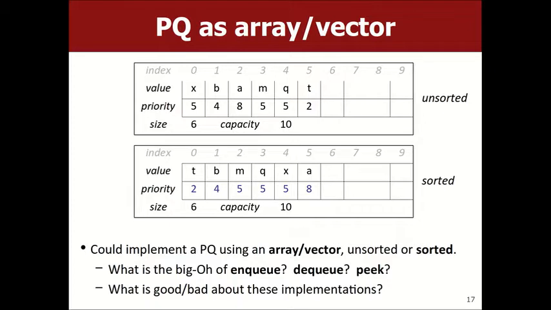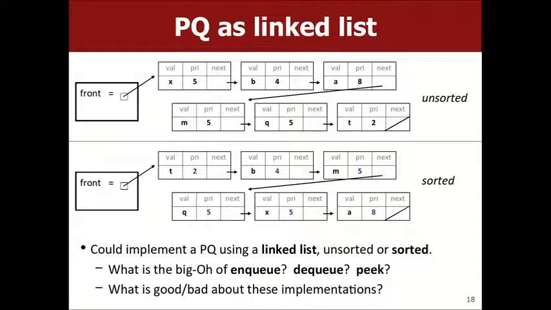If the PQ is sorted, the lowest index, the start of the array, is the one that would come out. It's always the one at the start. You see that? So those are two ways you could implement this: an unsorted or sorted array slash vector. You could also use a linked list, unsorted or sorted. If it's unsorted, you just add them to the front or end or wherever. If it's sorted, you have to loop over and find the right spot and insert them there to maintain sorted order, right?